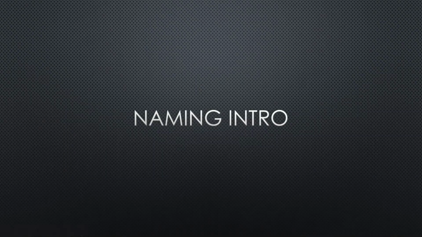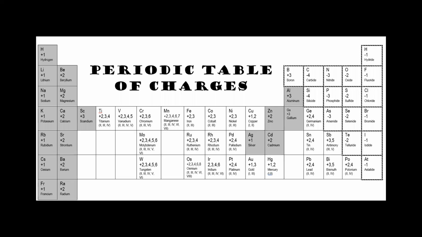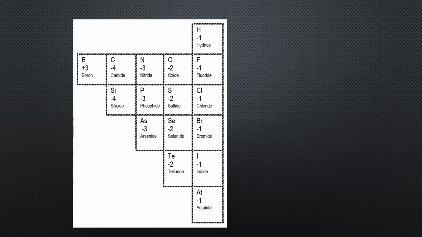For this video, we're going to go into how to name ionic compounds. First thing to look at is the periodic table of charges. You'll notice there are three different sections on this periodic table of charges. The first section is the section outlined by this border.